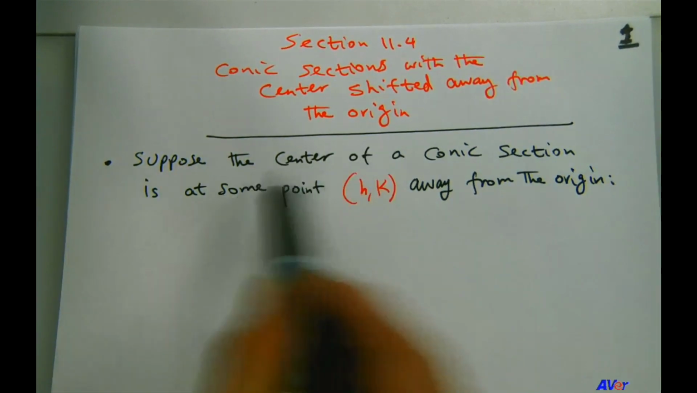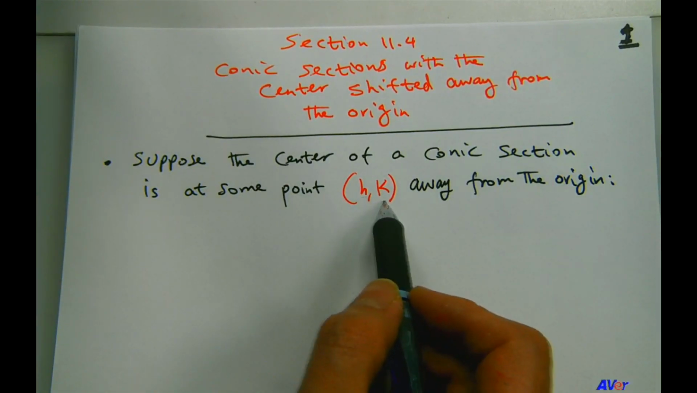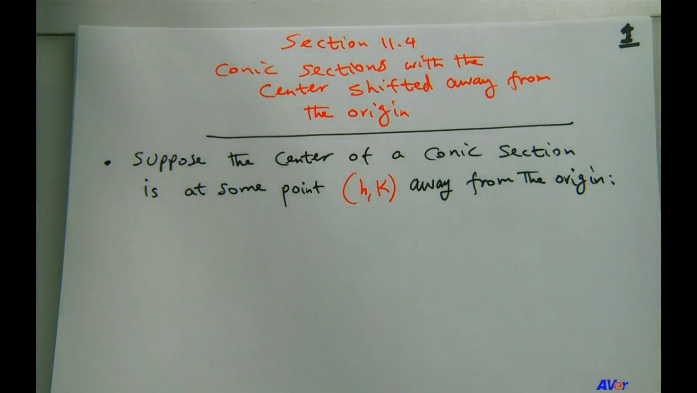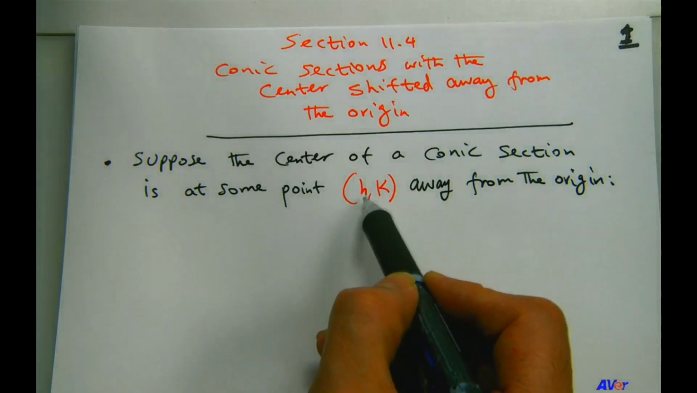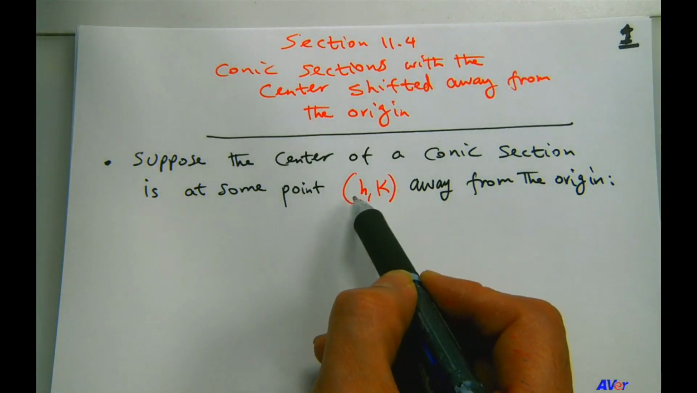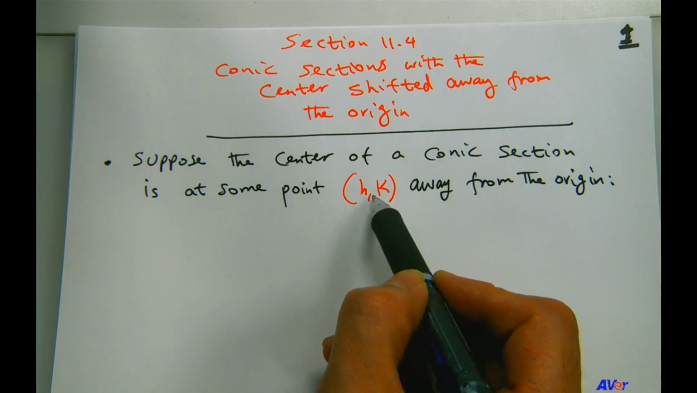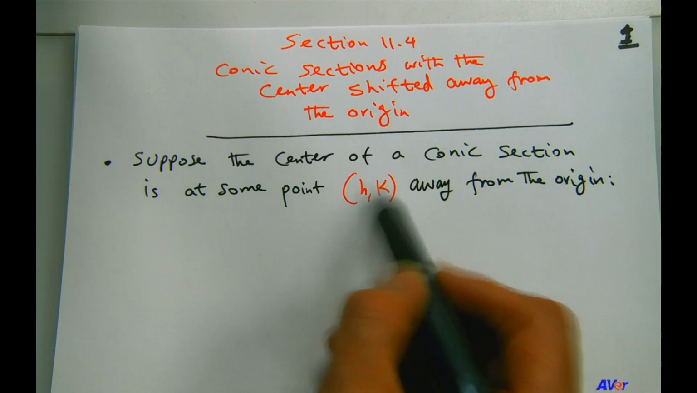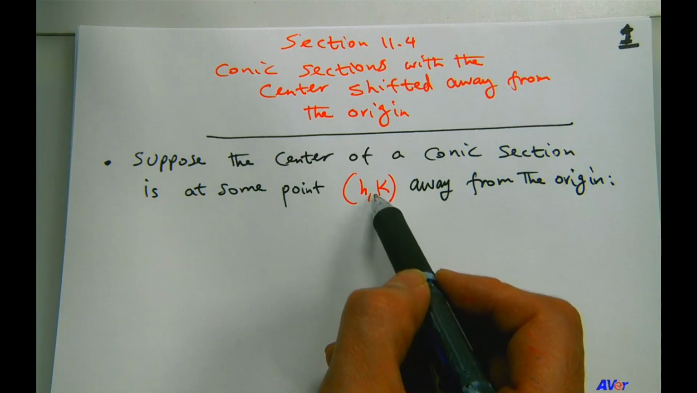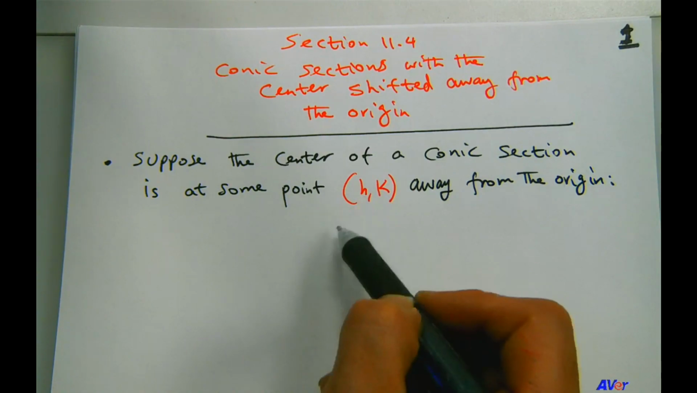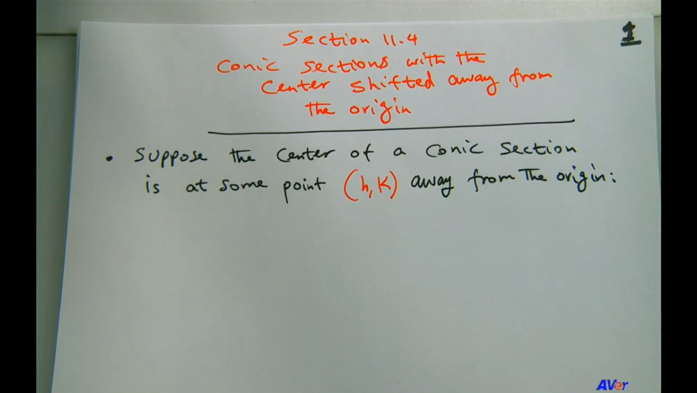So suppose the center of the conic section is at some point h comma k, and this is usually in books. The authors use h to refer to the x component of the new center and k to refer to the y component of the new center. And I've tried to be consistent with the notations used by the author of your textbook. So that's where that is coming from. So this is the coordinates of the center away from the origin.